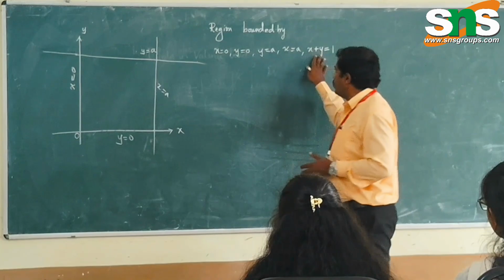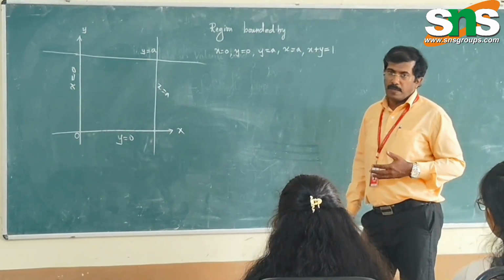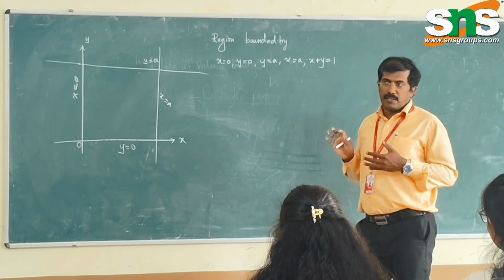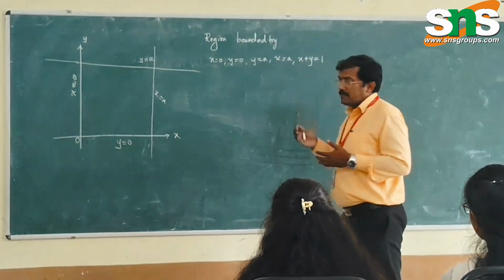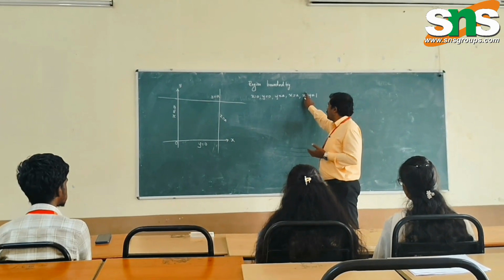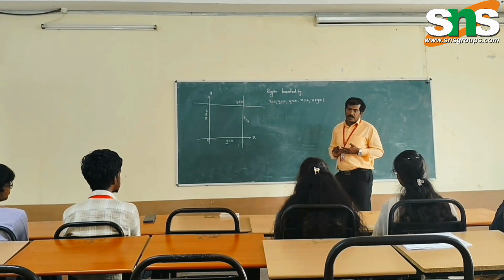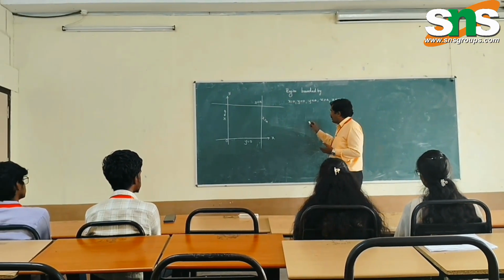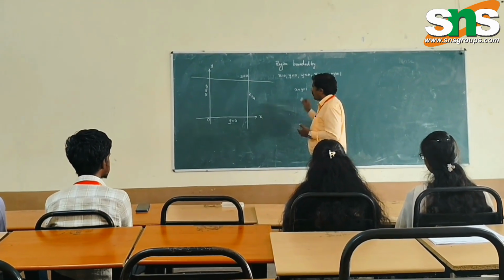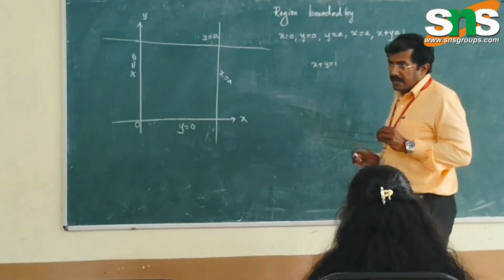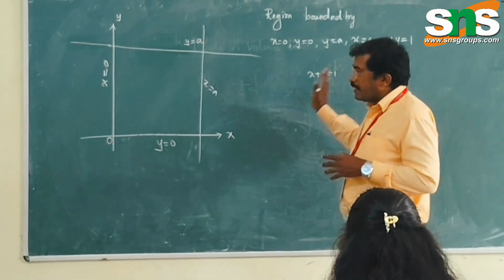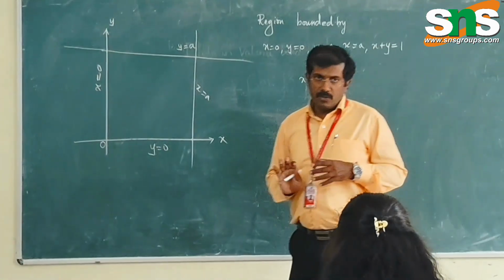And still we are left out with one another equation. What kind of equation is this? It's a linear equation. So what does it represent? It represents a line equation because it is x power 1 and y power 1. So let us take this line equation x plus y equal to 1. Now we want to understand a concept by which we can draw a line for this in the graph.